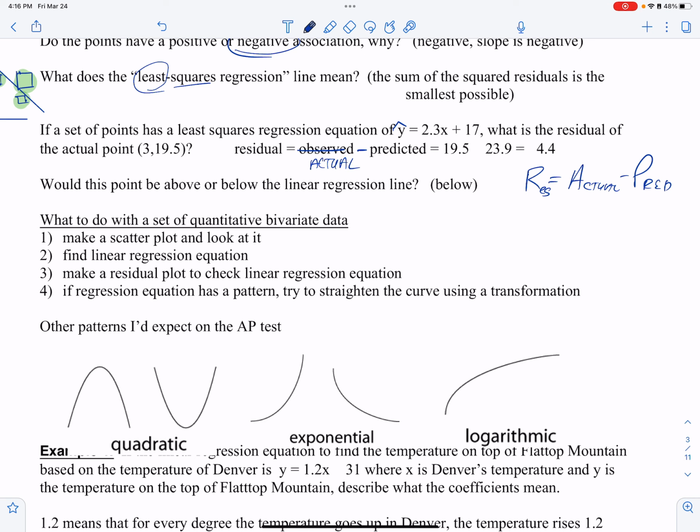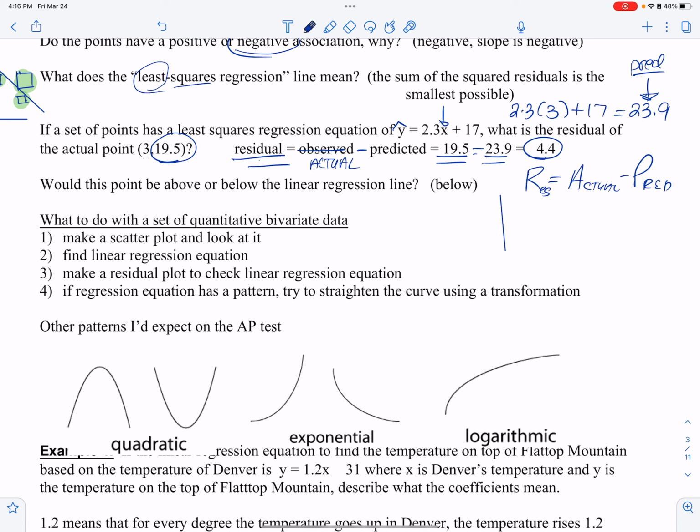So the first step we're going to do is say, okay, this is my actual point. Now I'm going to put in 3 here. So 2.3 times 3 plus 17. And I get out 23.9. So that's my predicted. My actual, though, is 19.5. So to find the residual, I put in 19.5 minus 23.9 and get negative 4.4.